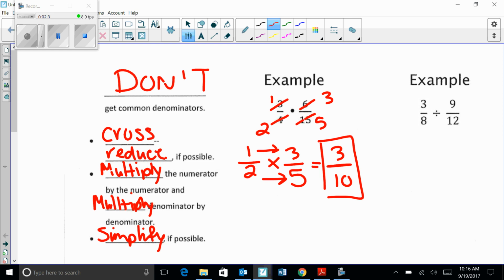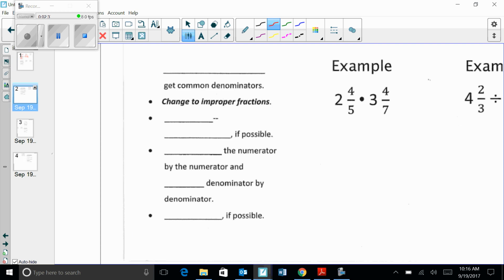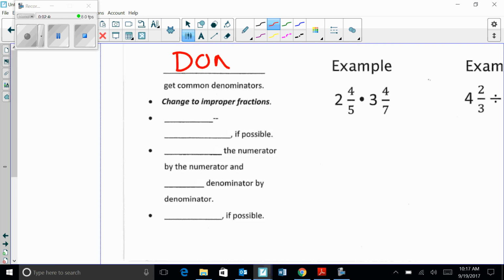Okay, so now we're going to go down to the one beneath it. So again, now this is a mixed number, so our steps change just a little bit. Our first rule stays the same. Don't get common denominator. Change to improper fractions first, okay? So there is a new step that we did not do in the process above. So I'm going to come back to that in just a minute.